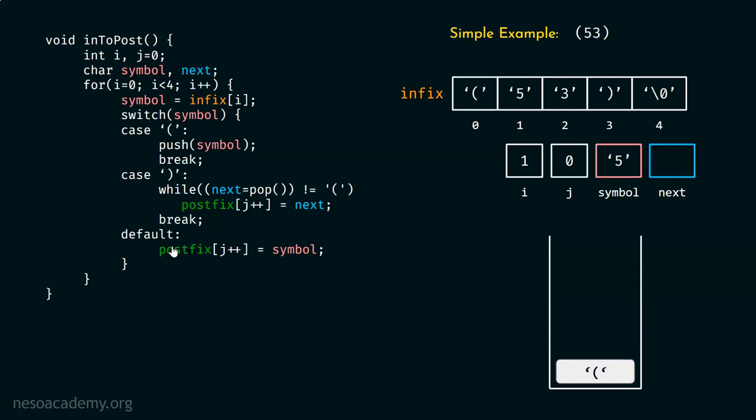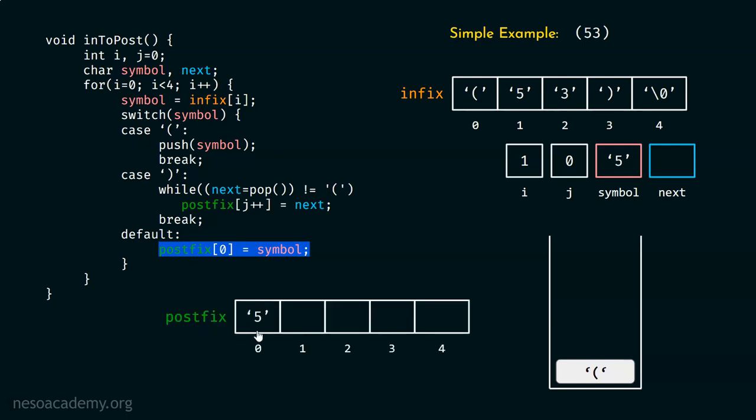Okay. So we are handling one more step of the algorithm. That is, if the symbol is an operand, then we'll simply put that symbol onto the postfix array. So this is the default case, right? And here we are putting symbol in postfix of j++. First, this will get replaced by 0, which means postfix of 0. Then you can see this is how our postfix array looks. This symbol will get stored inside this postfix array. Then j will get incremented by 1. Fine. I hope the idea is clear.